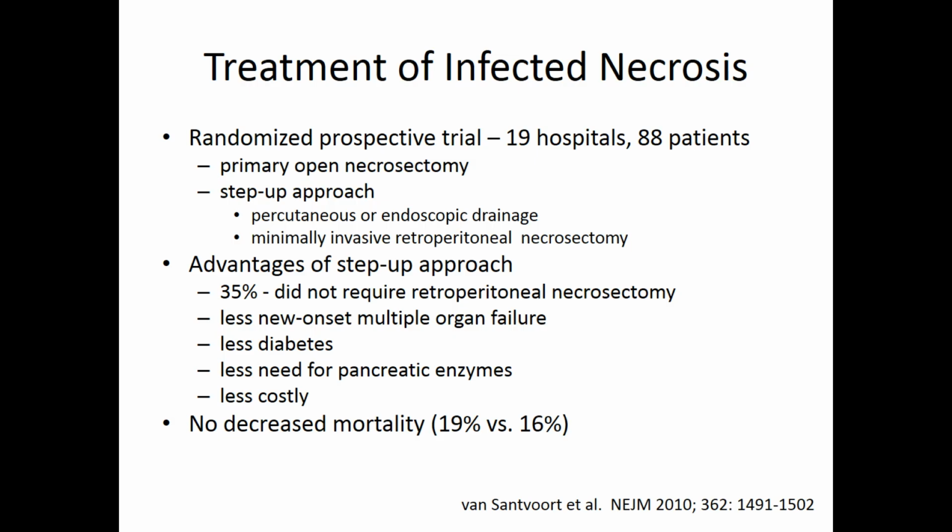Now, what do you do for patients with infected necrosis that fail to respond to antibiotics? There was a randomized prospective trial looking at primary open necrosectomy versus a step-up approach, including percutaneous or endoscopic drainage, followed by minimally invasive retroperitoneal necrosectomy if they did not improve after the initial step. Interestingly, they found advantages of the step-up approach. Of the patients randomized to step-up, 35% did not require retroperitoneal necrosectomy.